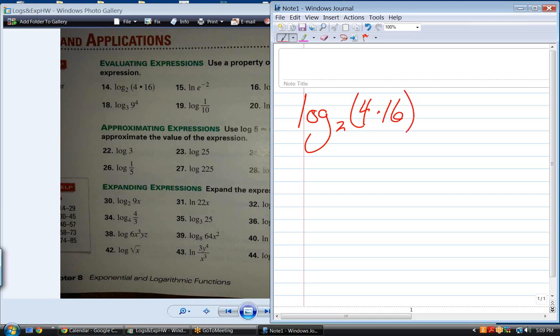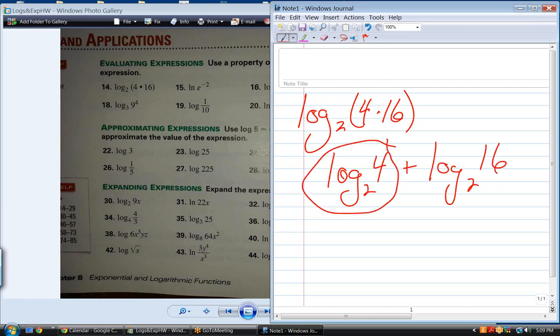It's log base 2 of 4 times 16. So how am I going to do this problem? First you have to do parentheses. Okay, tell me how you're going to break this down and come up with a number. Well, you could also do log base 2 of 4 plus log base 2 of 16. Okay, so that's a good first step. Log base 2 of 4 plus log base 2 of 16. And then what number is that?